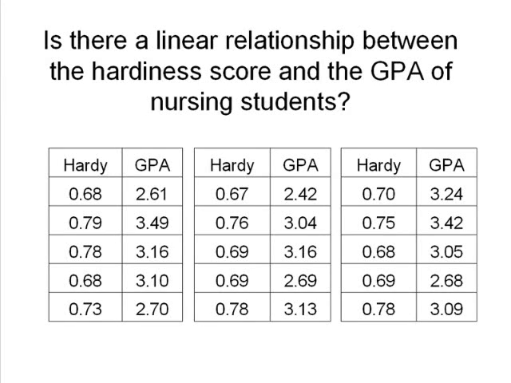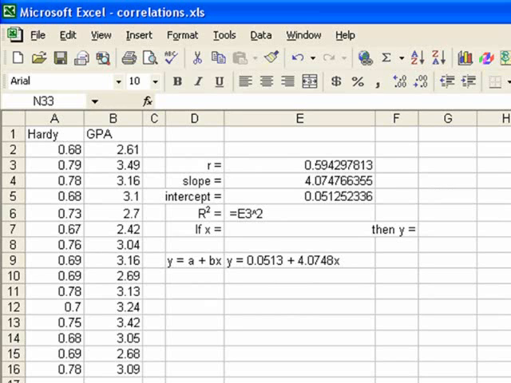Now we've already entered this data on our spreadsheet, and this is what we ended up with at the end of the last lesson, a spreadsheet that looks something like this. We've got the data for hardiness in column A, and the data for GPA in column B. What's in D, E, and F we actually don't need right now, it's just left over from the last lesson. So if you have what's in column A and column B, we're just fine.